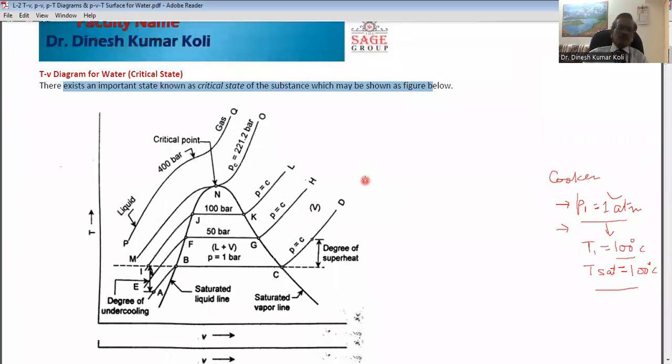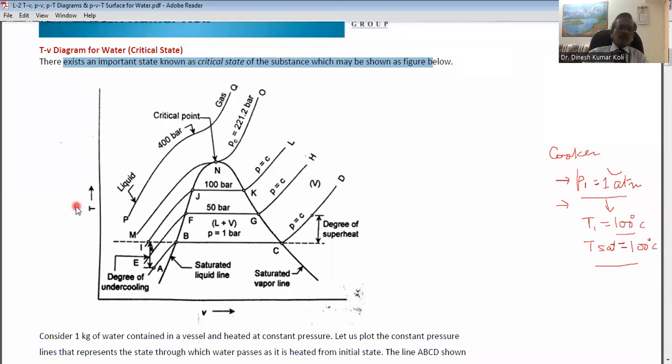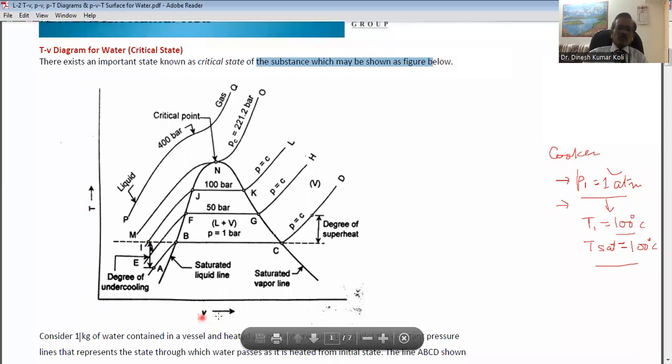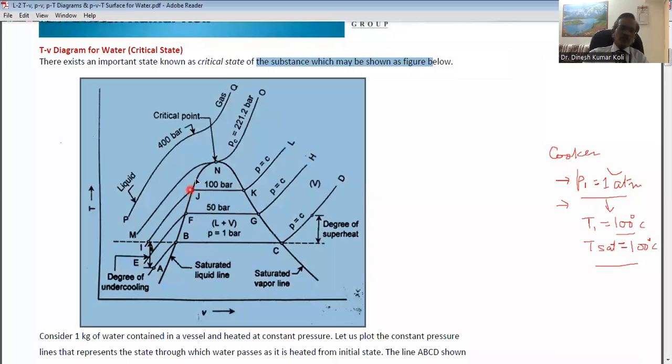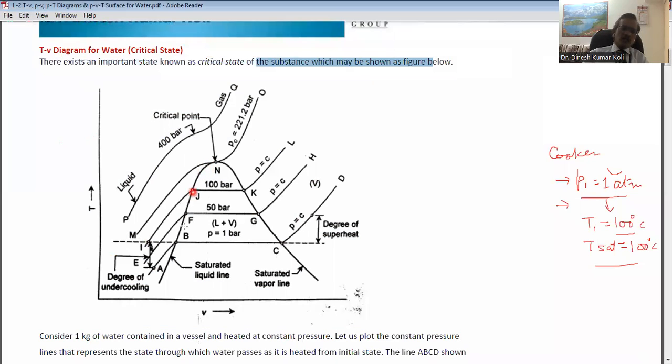figure below. On this TV diagram, on the vertical axis we are showing the temperature, and on the horizontal axis, we are showing the volume. And here you will see this curve. This is called the saturated liquid line. And this right-hand side curve is called the saturated vapor line. The point at which these two meet is called the critical point.